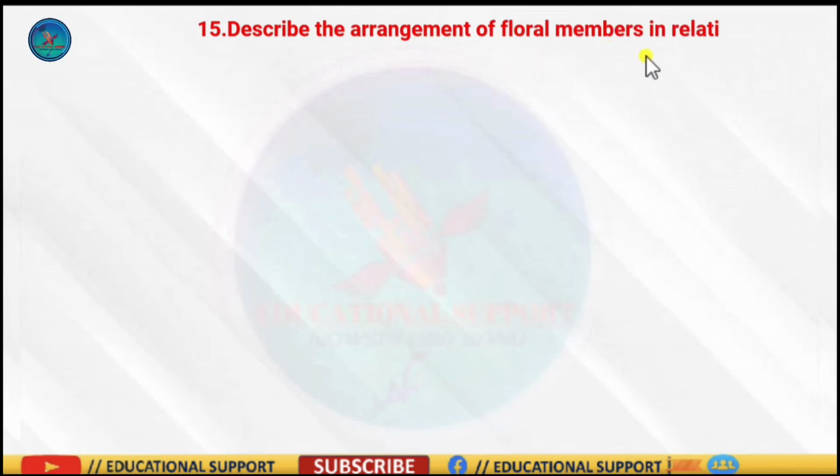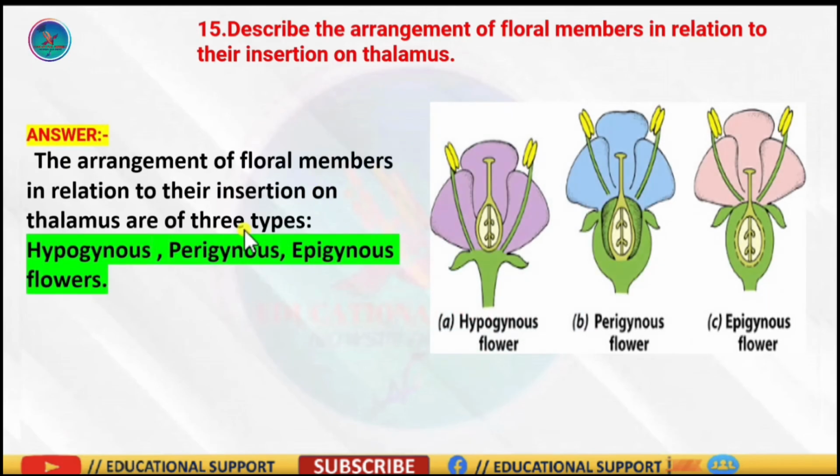Question number 15 is, describe the arrangement of floral members in relation to their insertion on thalamus. So the arrangement of floral members in relation to their insertion on thalamus is of three types. Basically hypogynous, perigynous and epigynous flowers. I already discussed the types of flowers and short tricks in detail. So you can check the video for this answer.